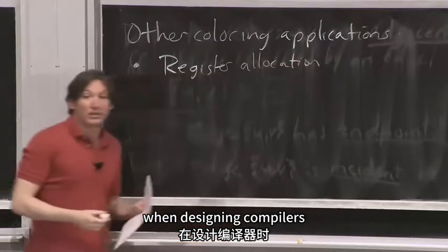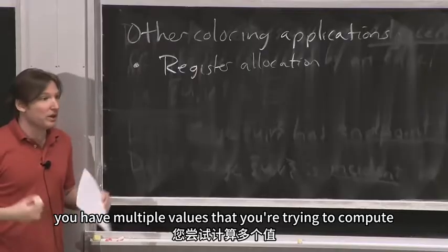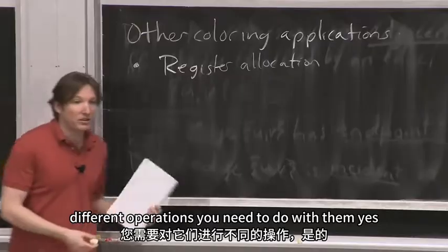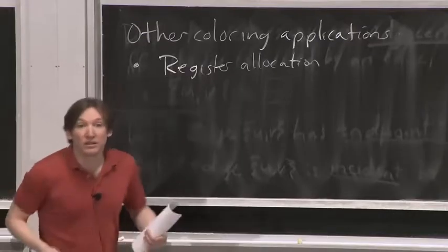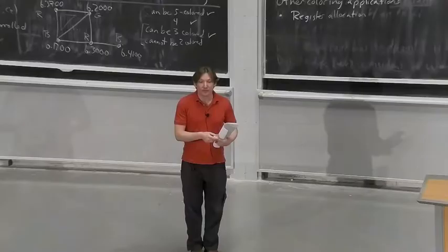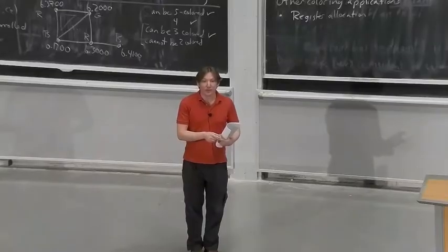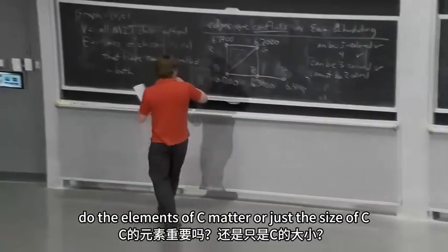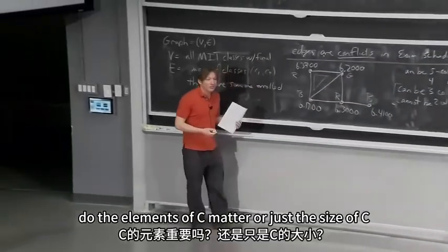When designing compilers, you have multiple values that you're trying to compute, different operations you need to do with them. Yes? Do the elements in C matter, or just the absolute size? Because you can put like green in the left corner. That's a great question. Thank you for asking. Do the elements of C matter, or just the size of C?